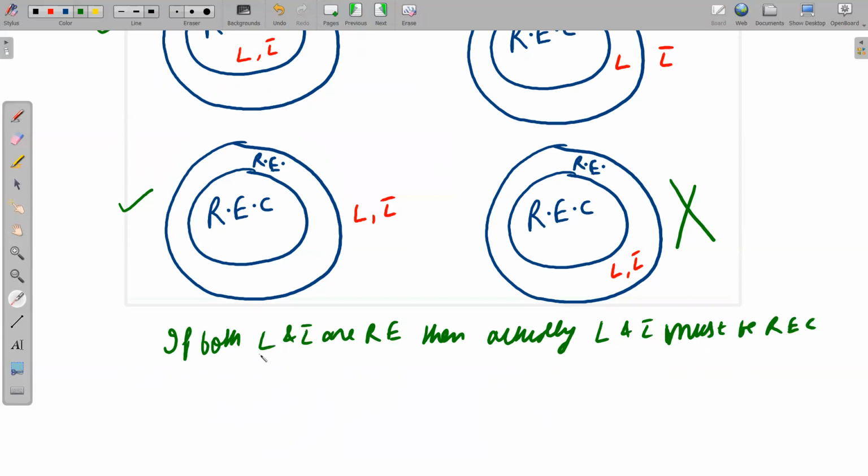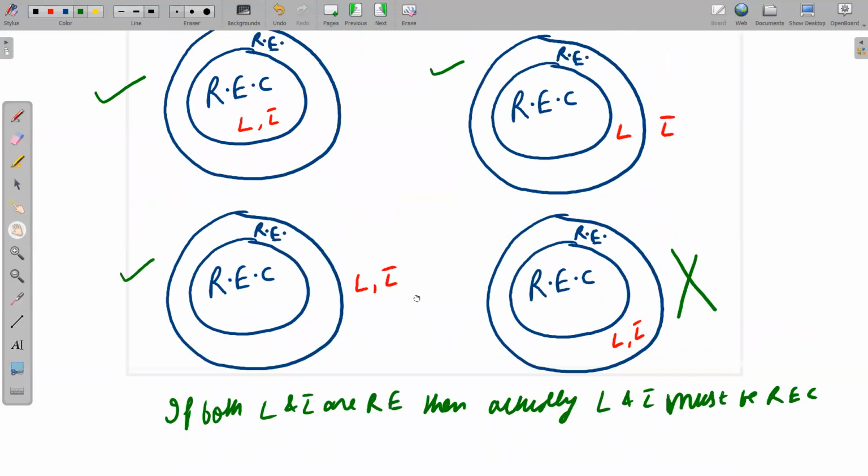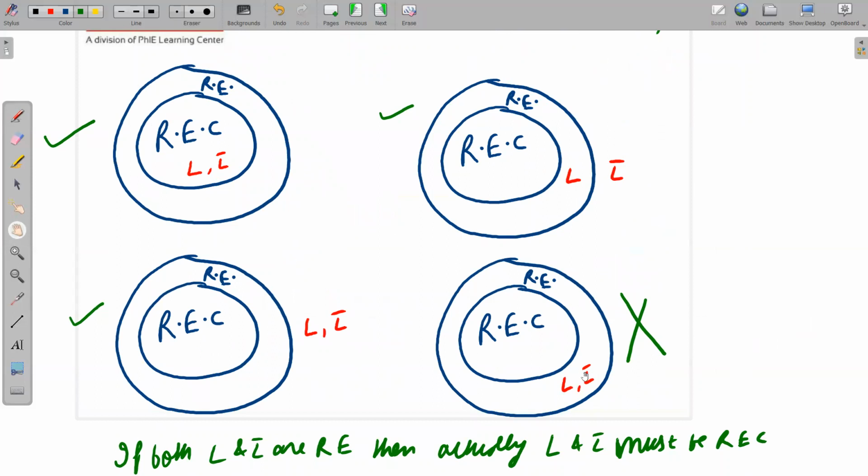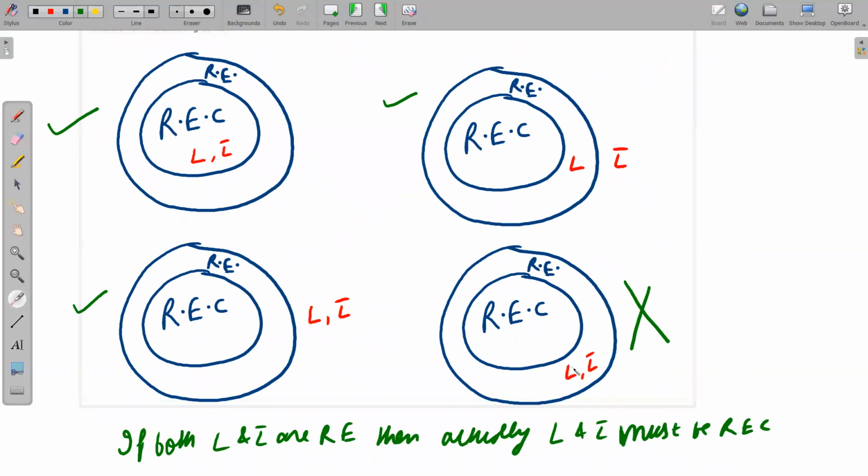So it cannot be the fact that both L and L bar are RE but not REC. This is not allowed. Not at all allowed. Why is this not allowed? Because if both L and L bar are RE but not REC, that means for L, L is RE but not REC. That means we have a Turing machine which will say yes, but in case of no, it may hang. Now L bar is RE but not REC.